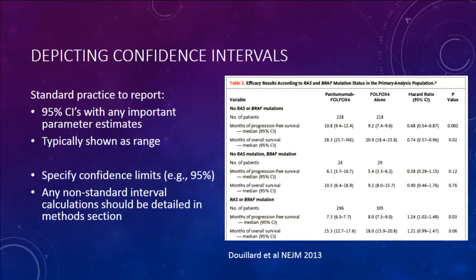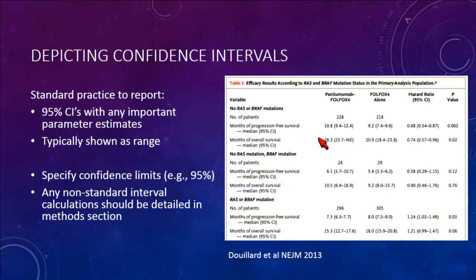So in depicting confidence intervals, there are a few standard practices to keep in mind. The first is that we typically report 95% confidence intervals. There are reasons that you might choose other percentages, but 95% is the most typical thing to do, and we're going to report those with any important parameter estimates. So in this table from New England Journal, looking at RAS and BRAF mutation status, we see that for each estimate here, for progression-free survival, they've provided months of progression-free survival, and they've provided a confidence interval around it. They've also provided confidence intervals in the hazard ratio.